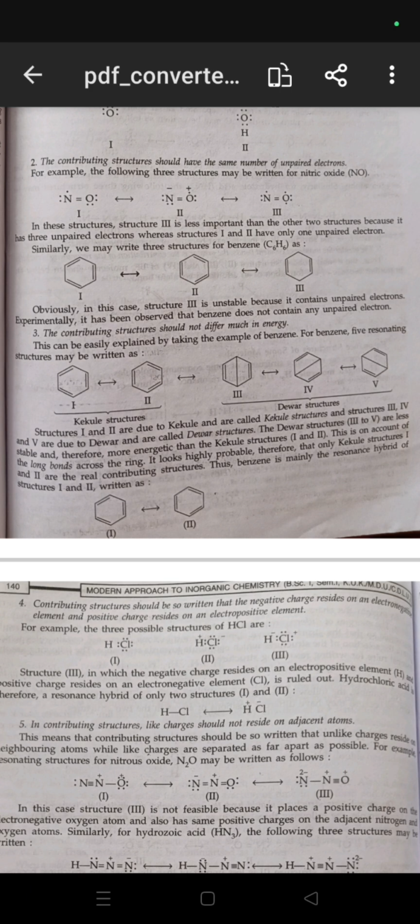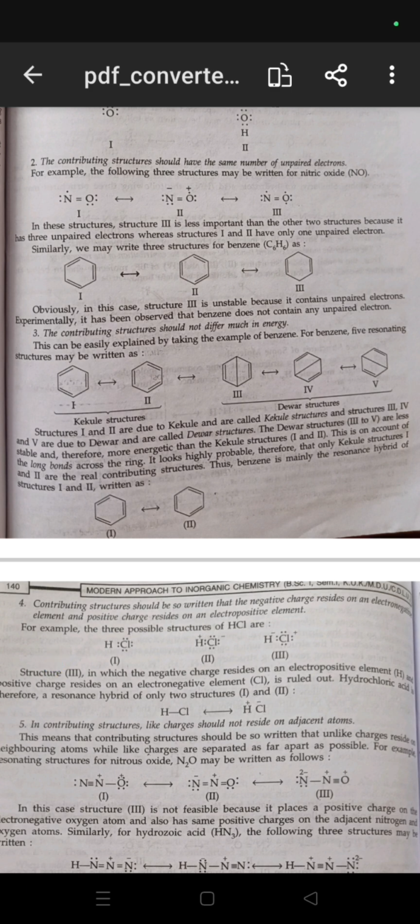The Dewar structures are less stable and therefore more energetic than the Kekule structures. This is on account of the long bonds across the ring. It looks highly probable, therefore, that only the Kekule structures, first and second, are the real contributing structures. Thus, benzene is mainly the resonance hybrid of structures first and second.